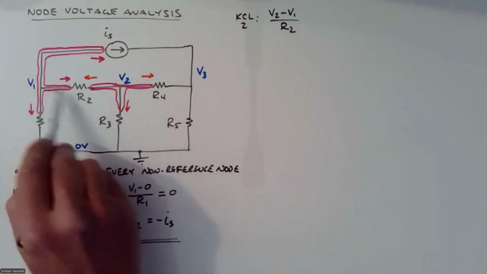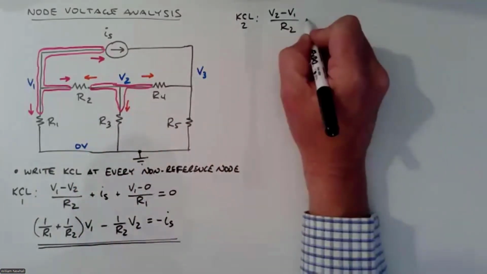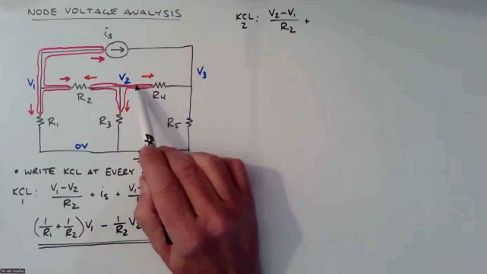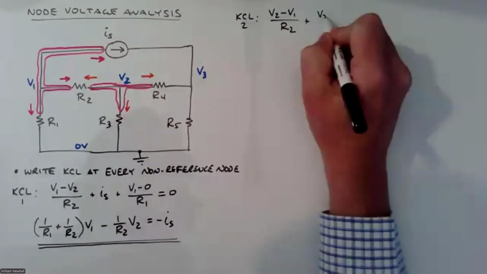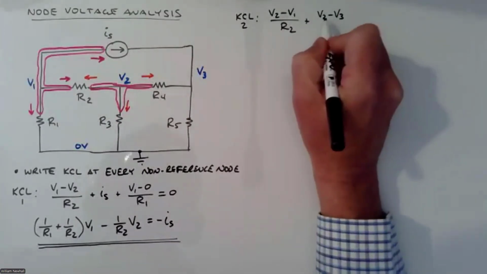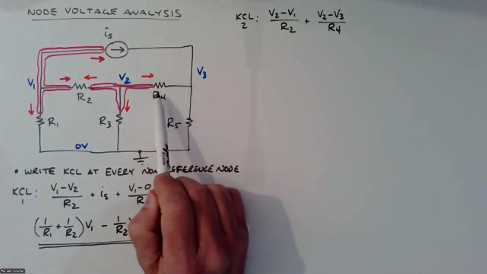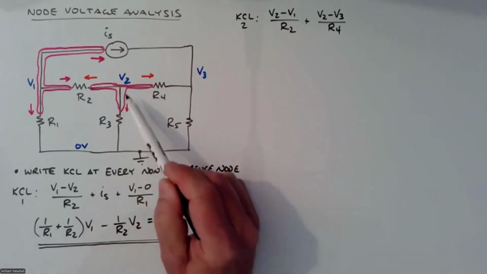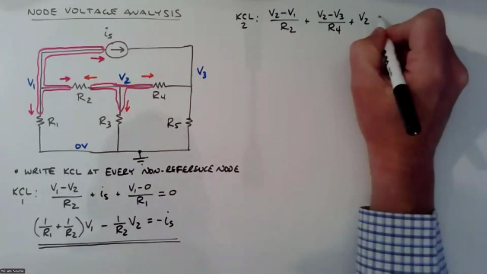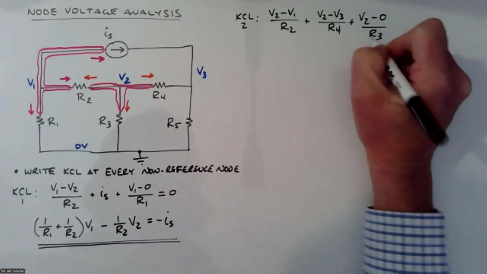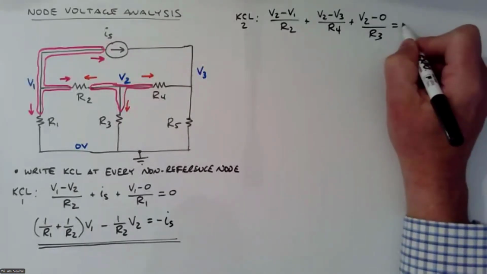I have the current going right to left through R2. Let's get the current going left to right through R4. Okay, the current going left to right is V2 minus V3 over R4. So that's the current going left to right through R4. The current going down through R3 is V2 minus 0 over R3. I've summed those three terms in the KCL equation, set that sum equal to 0.